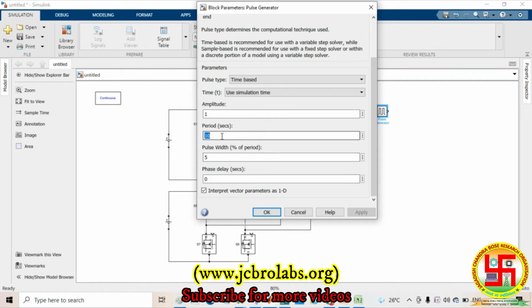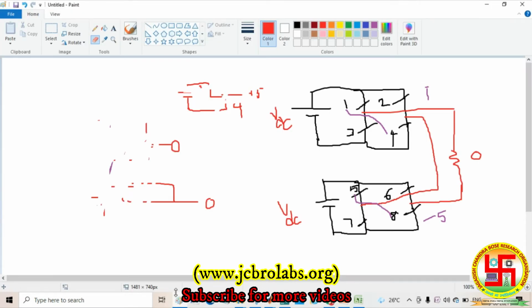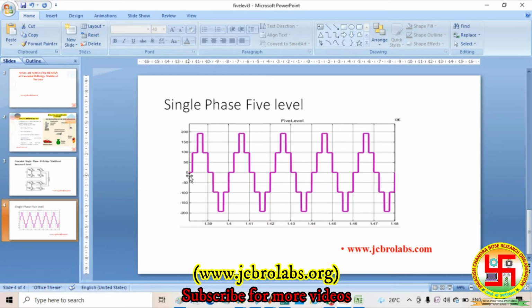Now how will we calculate the time period? Time period T is equal to 1 by F. Let's take 50 hertz for simple understanding. With 50 hertz, you get 0.02 seconds. That is the time period. So within 0.02 seconds, one cycle will be completed. Whatever waveform you are observing here, from here to here, one cycle completes within 0.02 seconds.